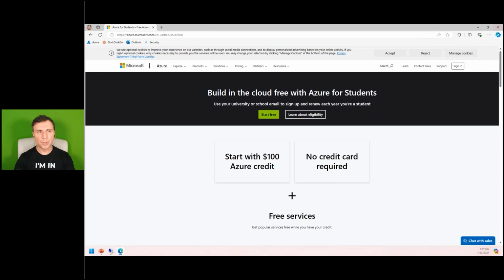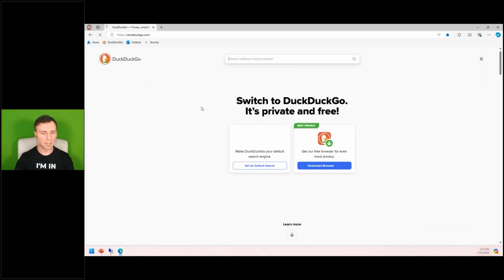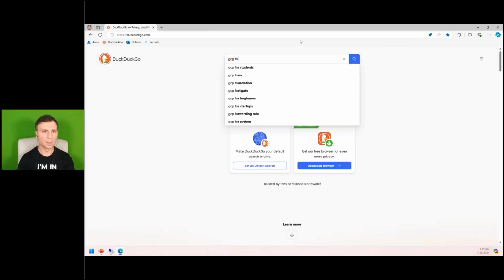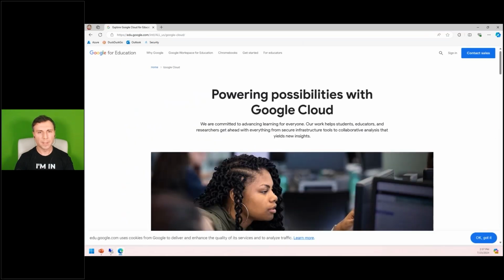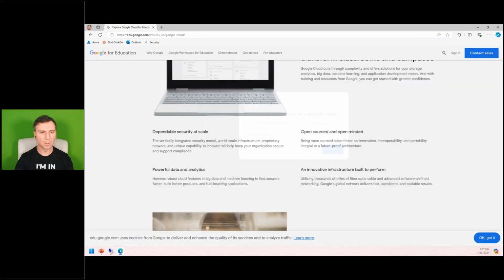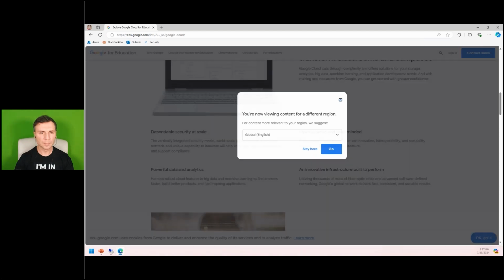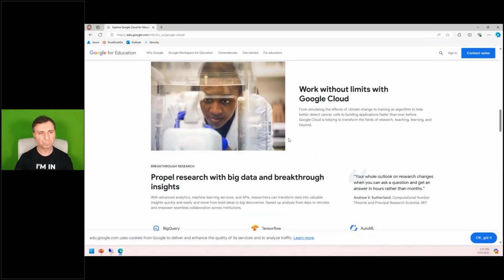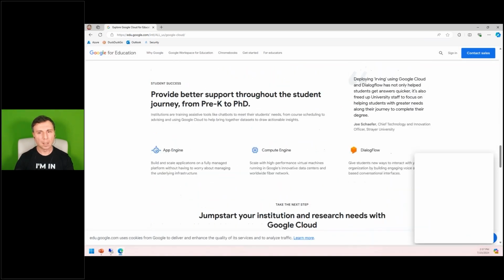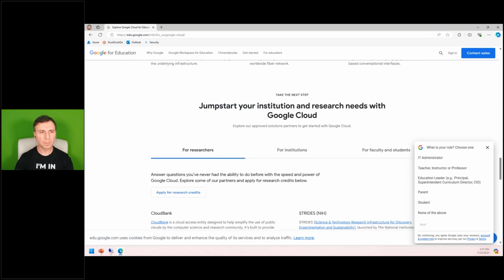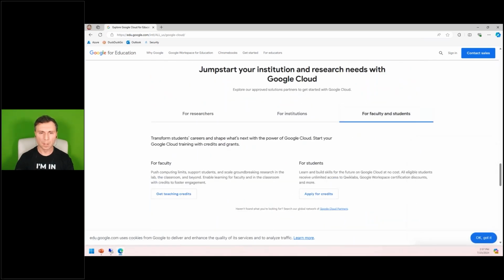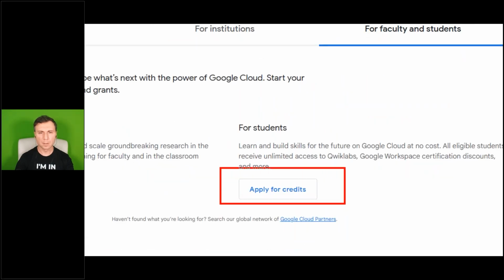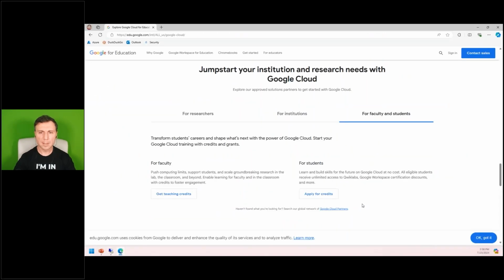The same with GCP, Google. If I type GCP for students, you may find also Google Cloud for students. So here, that's for researchers, for faculty and students. Click on apply for credits, and that will give you some amount of Google credits.